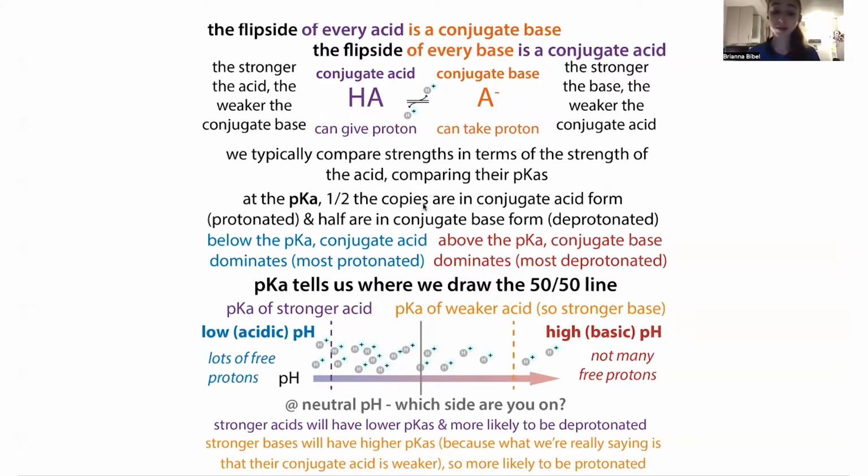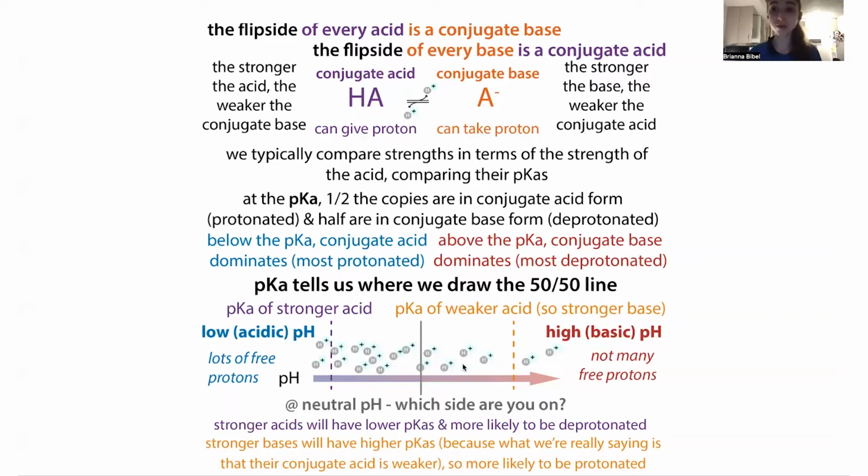If we're above the pKa, so if we are at a more basic solution, there's not going to be as many protons available, and so it's less likely that it's going to be protonated. And so you're going to see a higher amount of the basic form, the conjugate base, because there are fewer protons available to bump into. And conversely, if you are at a lower, more acidic pH, there's going to be more protons available, and so you're more likely to run into them, and thus more likely to be protonated.